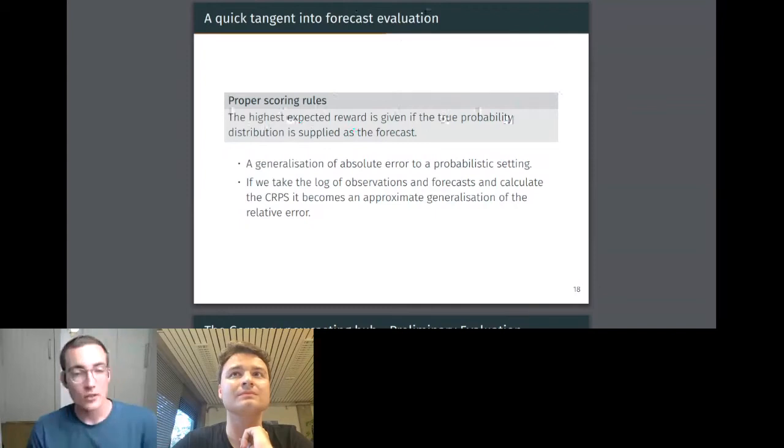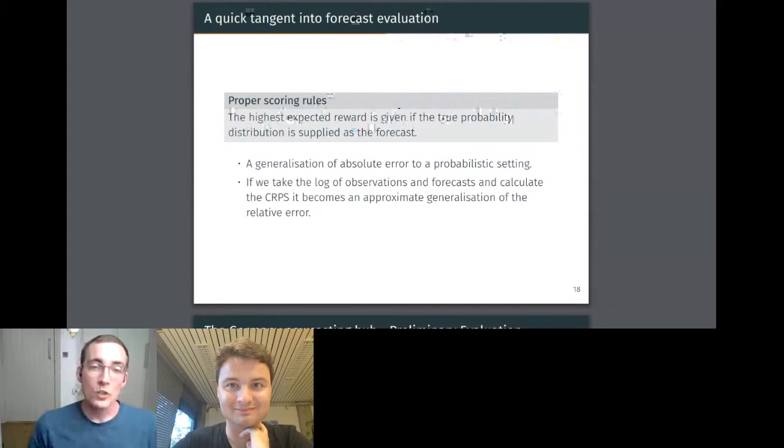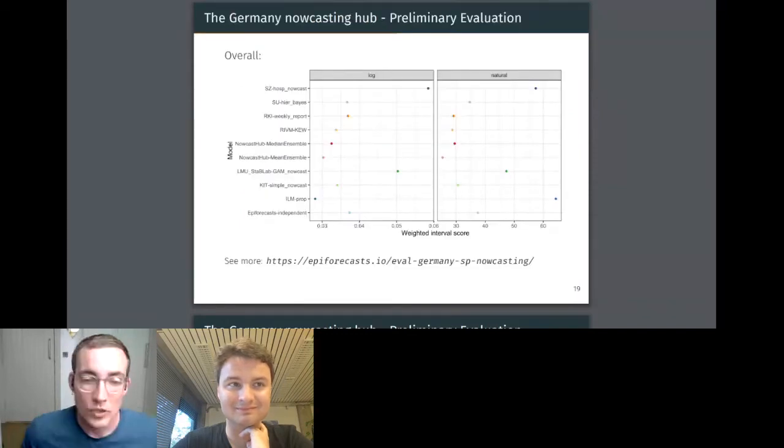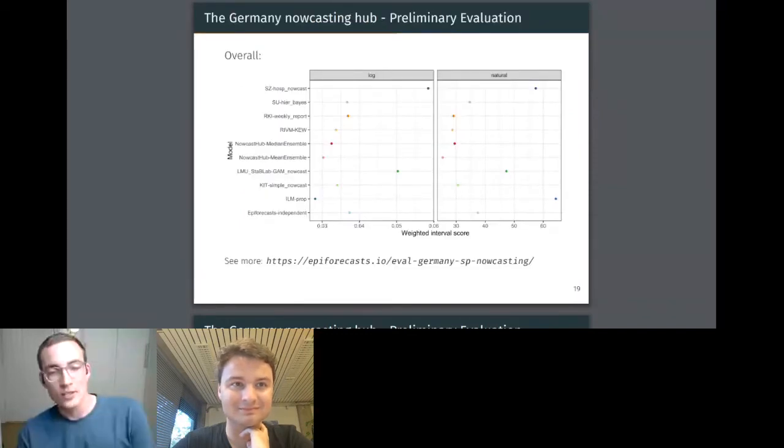I wouldn't worry about it too much for this context, but if you are evaluating probabilistic forecasts, check out CRPS because it's a pretty good choice. So what do we see? We've got lots of models. They do varyingly well. The model I built and submitted is the EpiForecast independent model. That's one built on EpiNowcast.